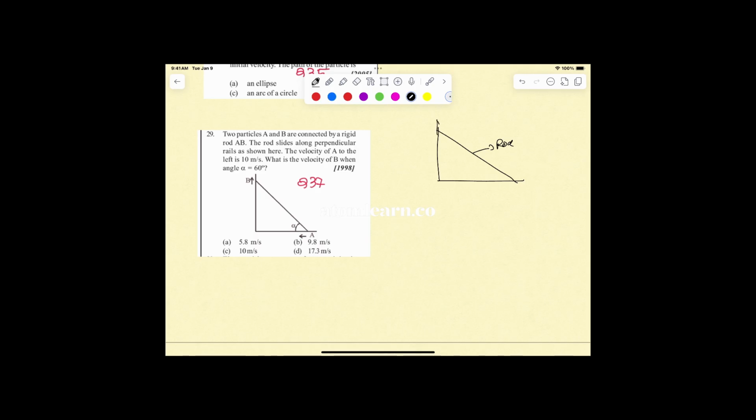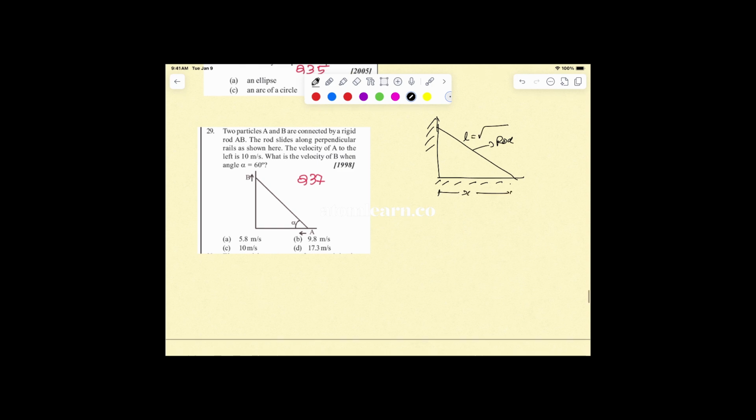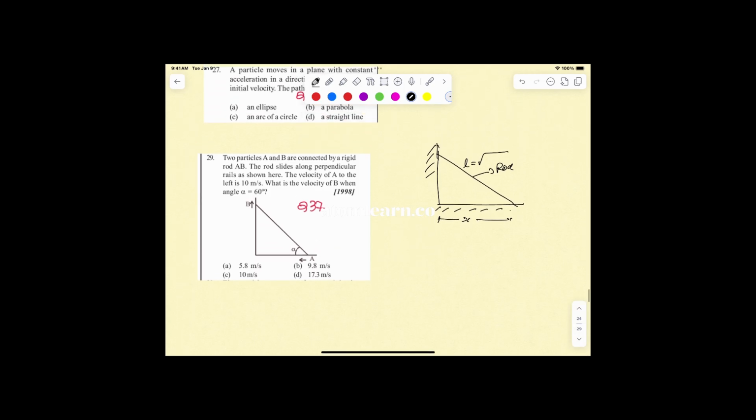This is now the wall, this is now the horizontal ground. Therefore, the length of the rod is going to be constant. We take the length as the square root of x squared plus y squared, where we call this distance x and this height y. Why? Because we consider this as the x-axis, this as the y-axis, and this as the origin, in which case this is x and this is y.